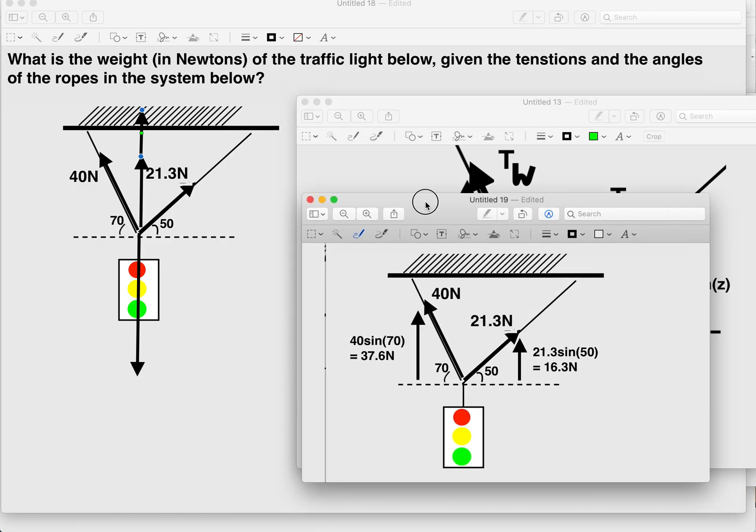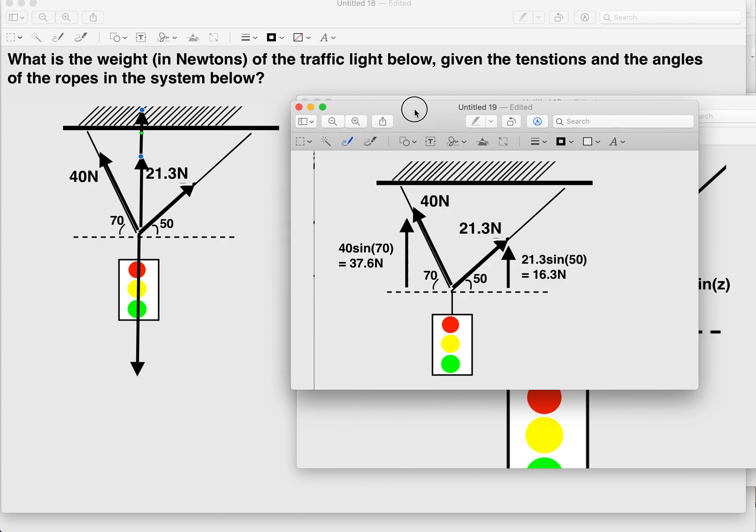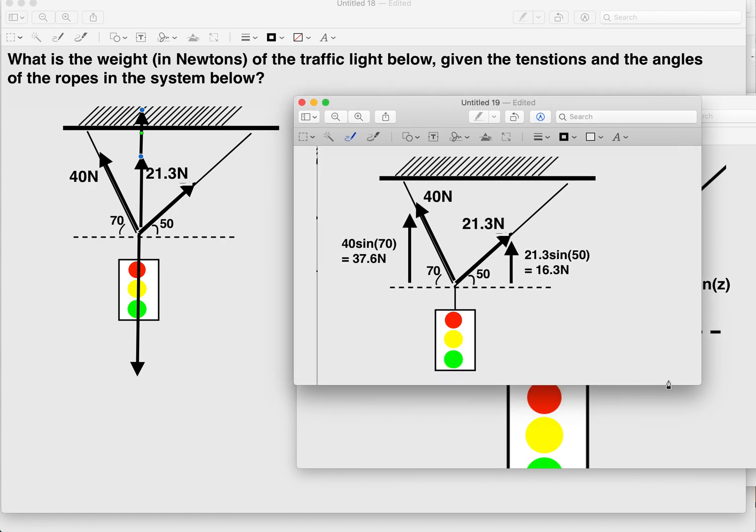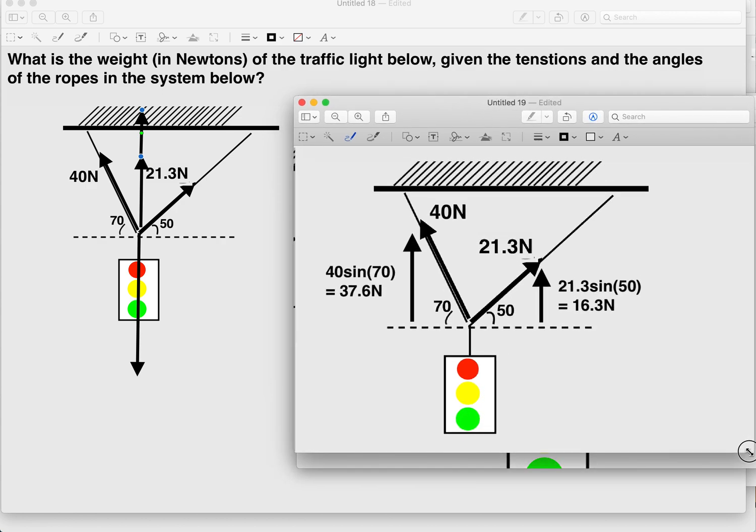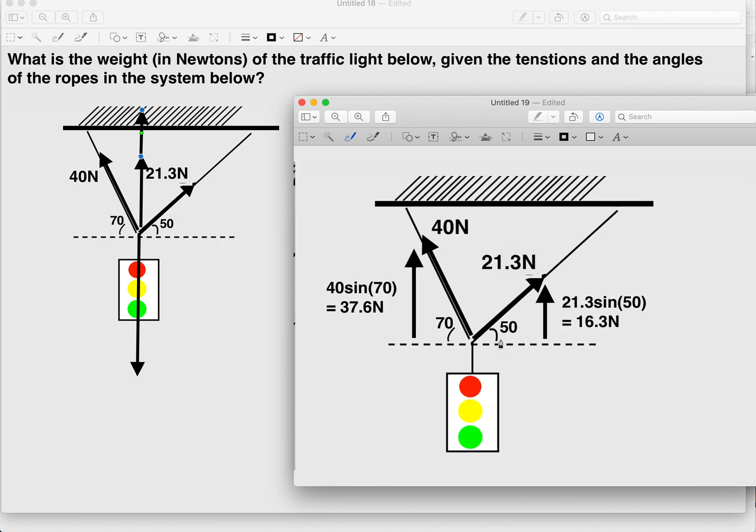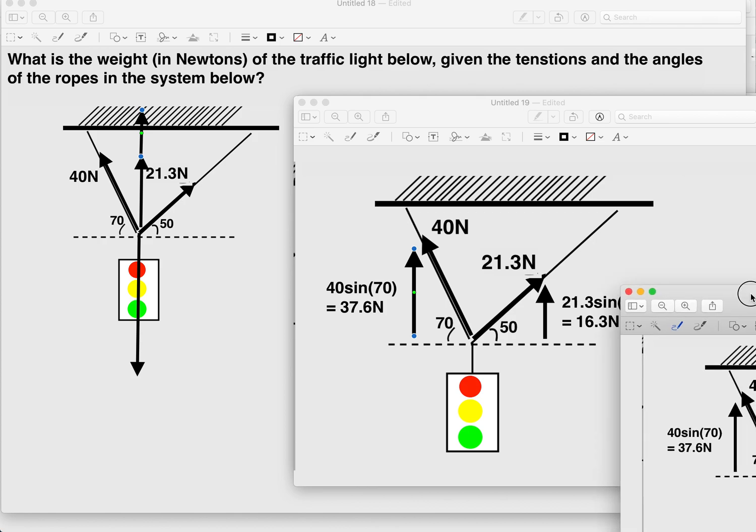Okay, here is the answer. Or here's the first part of the answer. The upwards tension of the 40 newtons is 40 times the sine of 70. And this one here is 21.3 times the sine of 50, which is 16.3. If your computer is not in degrees and it's in radians, well, you're going to have a problem.